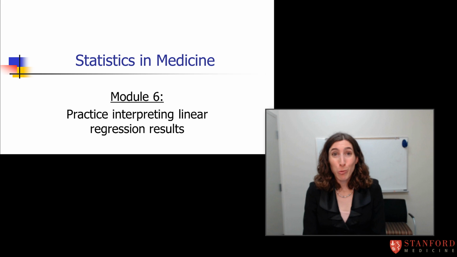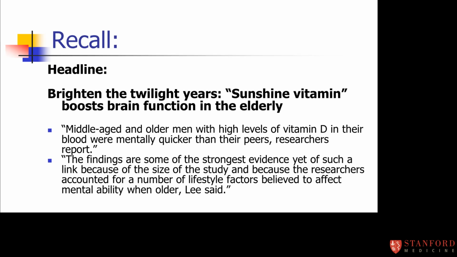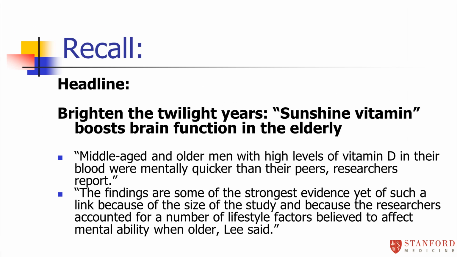In this next module, we're going to do a practical example. I'm going to walk you through how to interpret linear regression results in a medical paper. We're going to go back to this vitamin D and cognitive function study that I mentioned in the teaser, and that was also the basis of all the hypothetical data I've used this week. Now I'm going to show you the results from the actual study.